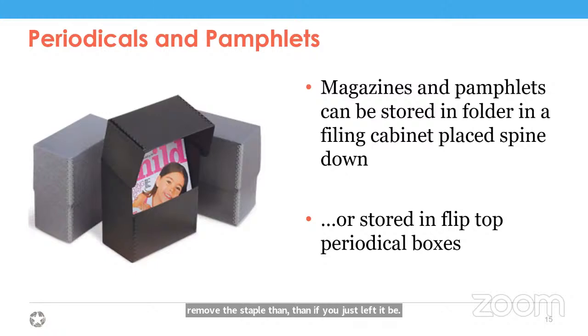Magazines, you're probably not wanting to remove the staples on these, so you would put them spine down, because if you put them spine up, that weight is going to be pulling on those pages over time. Gravity is going to be pulling on that, and they're going to pull and tear from around those center staples. So you just put them spine down. They'll rest on the spine, and they shouldn't pull apart. Or you can store them in an archival, flip top periodical box, kind of like this photo here on the slide.